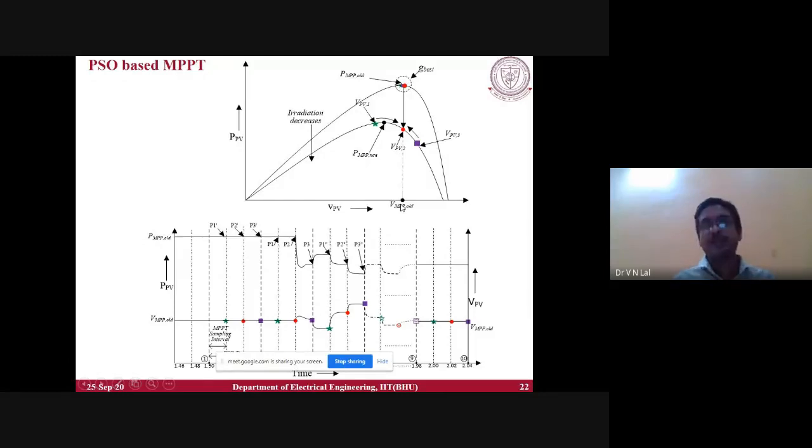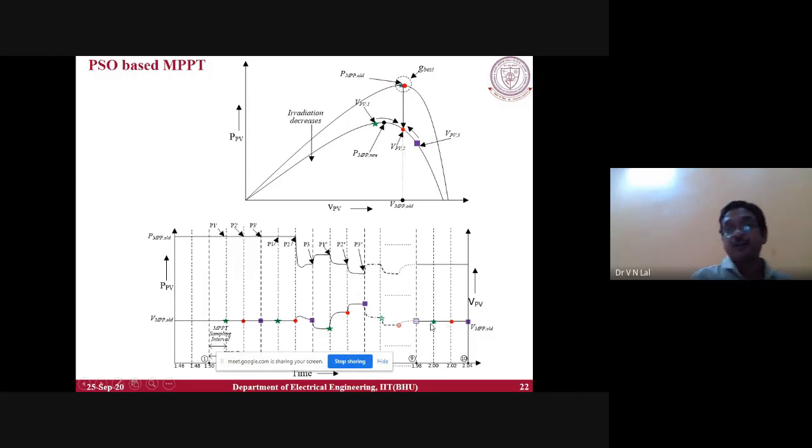And it will always be like that, because this power will always be more than these powers. So finally what will happen? The voltage of all the particles will settle to the same value, that is VMPP old, and the power will be corresponding to this VMPP old. This power will be this one. Okay, this is the problem.